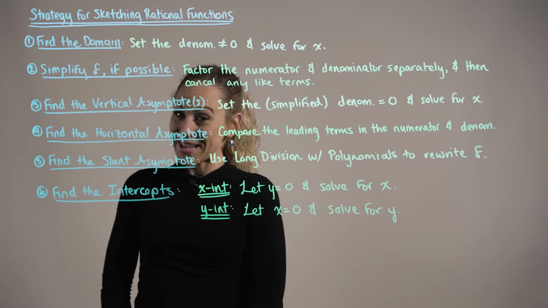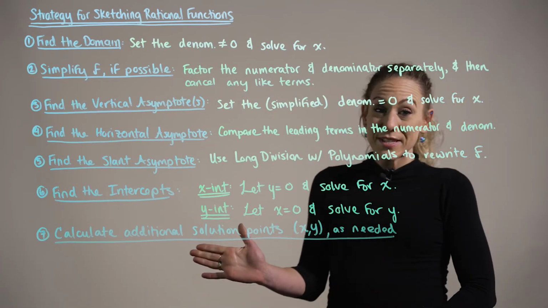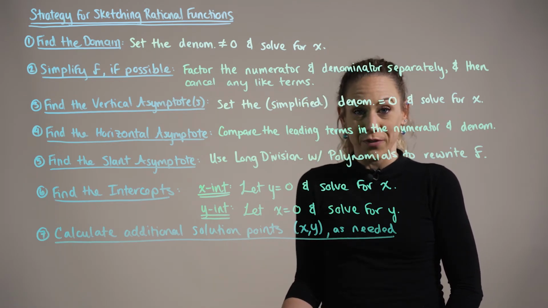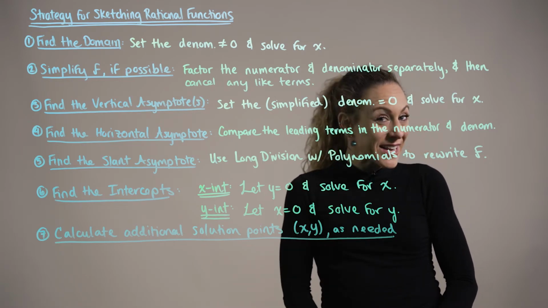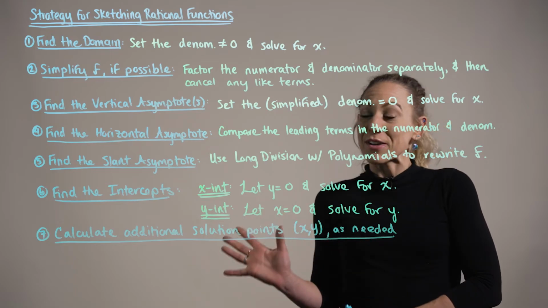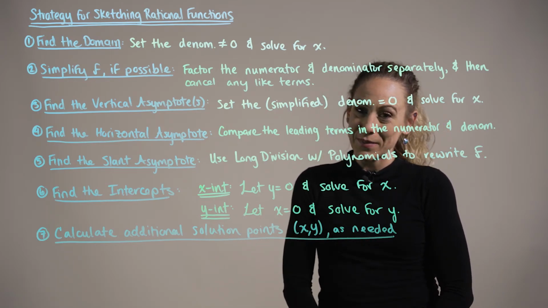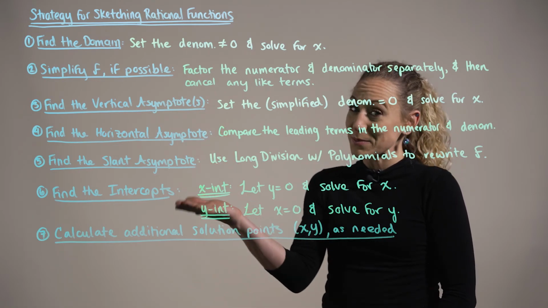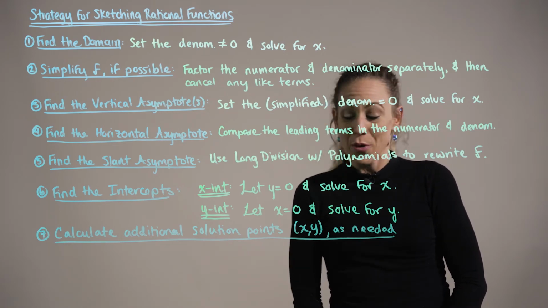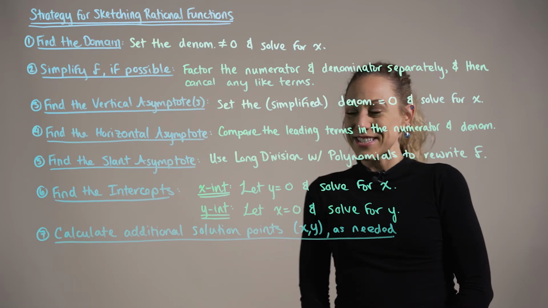So step 7. In step 7, we want to calculate additional solution points on the graph of the rational function f by creating a table of x and y values. Now this can help us visualize the graph of a rational function just a little bit easier. And remember, because of these asymptotes, it may be helpful to incorporate some fractions as x values when calculating such solution points.